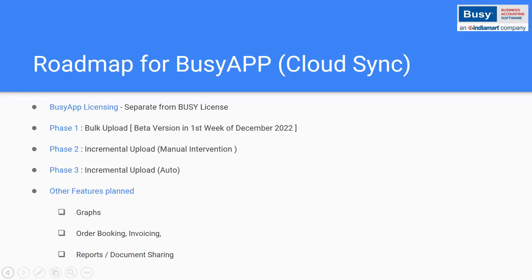Phase two will be the incremental upload, meaning every time you don't have to send all the data to the cloud server, only the new and incremental add, modify, deletion, whatever you have done, that will be uploaded to the cloud server. Phase two is manual: you have to press the button to upload the incremental. Phase three will be automatic. Client will be working in Busy, and the incremental data will be automatically uploaded to the server.